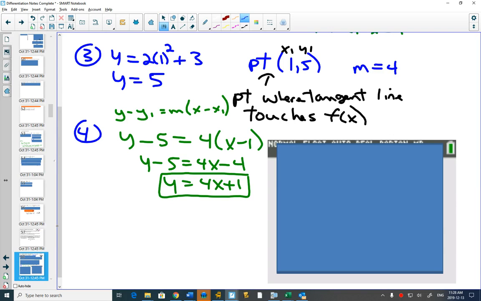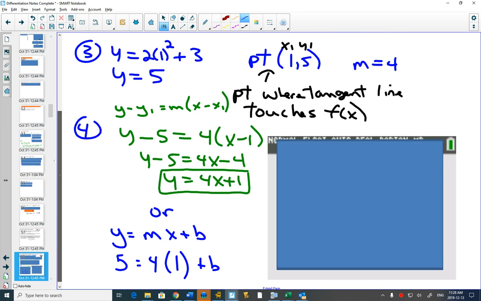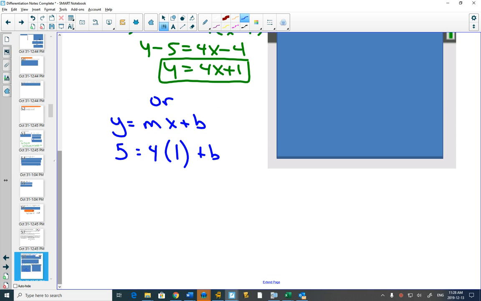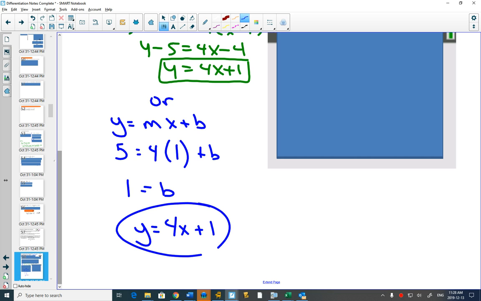Or if you like to use y equals mx plus b, if you have a slope and a point, you can find your b value. Because you know your slope is 4. You know that when x is 1, y is 5. Multiply out, rearrange, solve for b. b will equal 1. So then you can rewrite your equation now with your proper slope and your proper y-intercept.